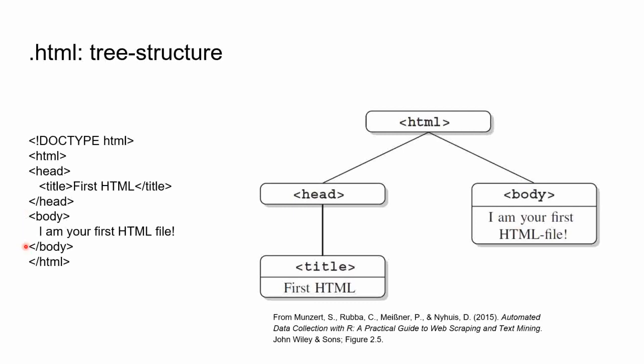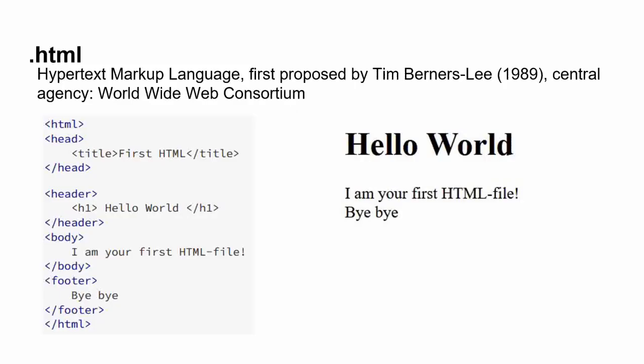And finally, body. This is where the document's visible content lives, kind of like the body that does all the action. Here it says, I'm your first HTML file. Each member is nested inside the other, creating a clear hierarchy or family structure. If we would now compile the shown HTML code and add a footer, which represents content at the bottom of a page, we will get the following result.